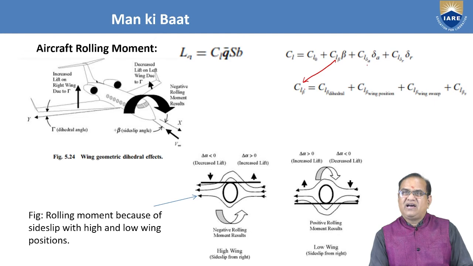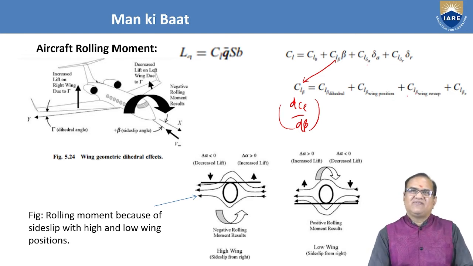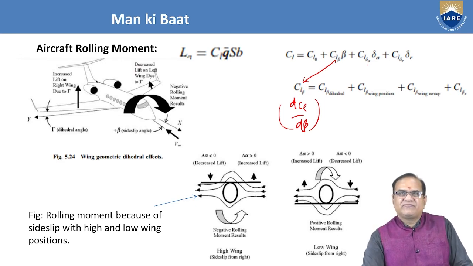So CL beta is dCl by d beta, and this affects the whole aircraft. It includes the effect of the dihedral of the wing, the wing position and the wing sweep. I have shown one aircraft here. The dihedral is given as gamma, measured from this horizontal plane to the leading edge of the wing, and this is called the dihedral angle.